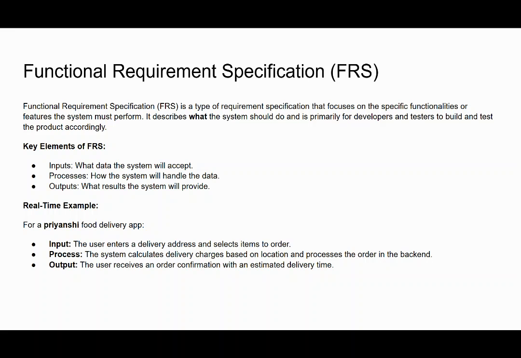Okay, nothing but a delivery cost in the backend. The output is that the user receives an order confirmation with the estimated delivery time. So for all this, the estimated delivery time, suppose it takes 40 minutes to prepare the food and deliver it at the given address. Everything will be calculated in the backend and given as an output.